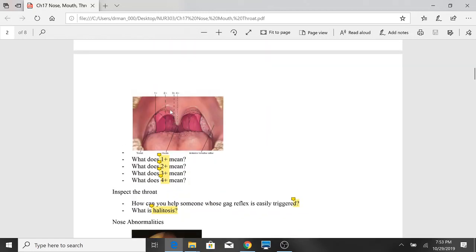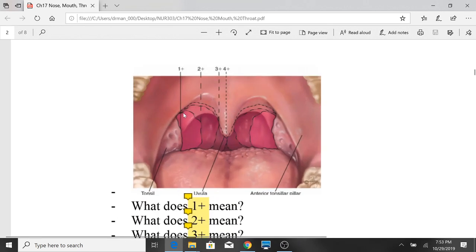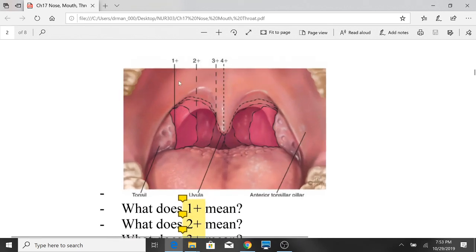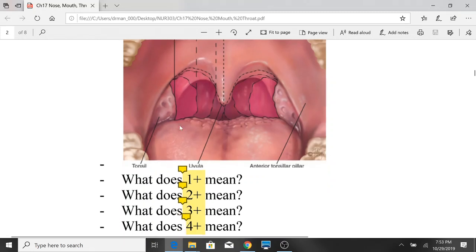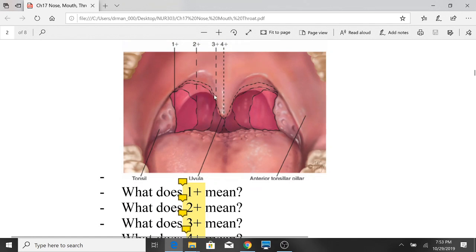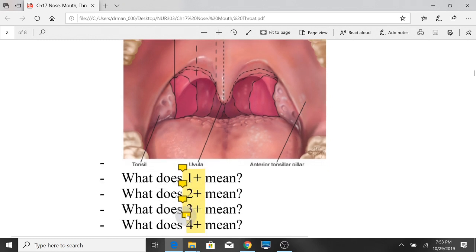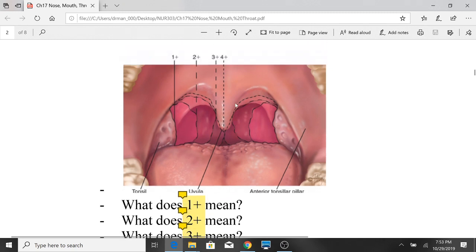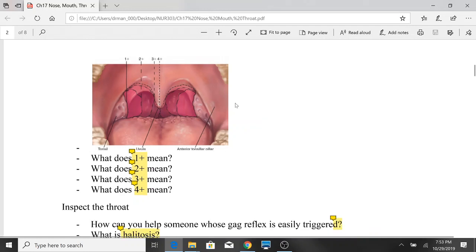Alright, moving on to tonsils. We have to focus on this. I'm going to zoom in on this. We must know this. She says there'll probably be a question on the 1, the 2, the 3, and the 4. If it's 1, that means they're visible, like to here is visible. 2, it's between the uvula and tonsil pillars. 3, it's touching the uvula. And 4, touching each other. You want it to be a low number.